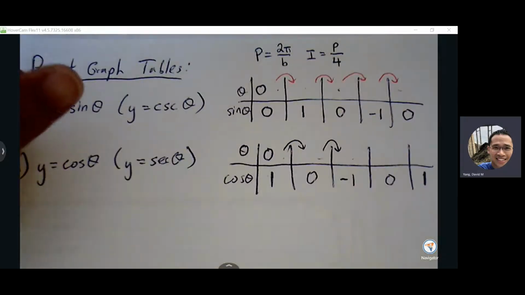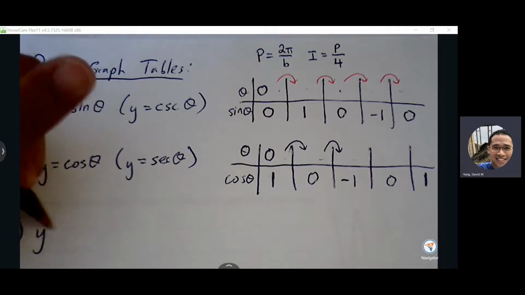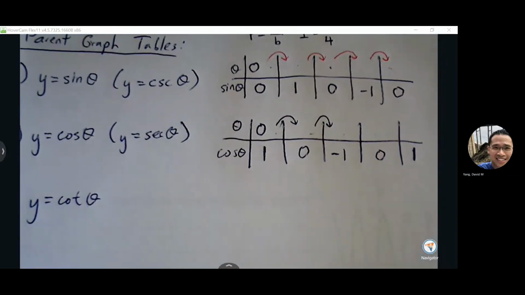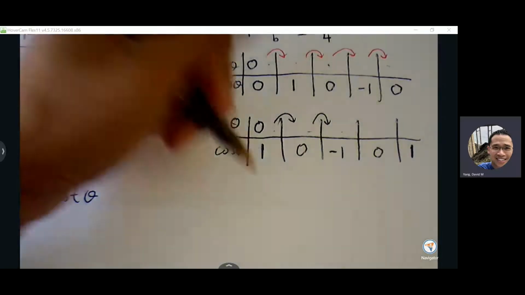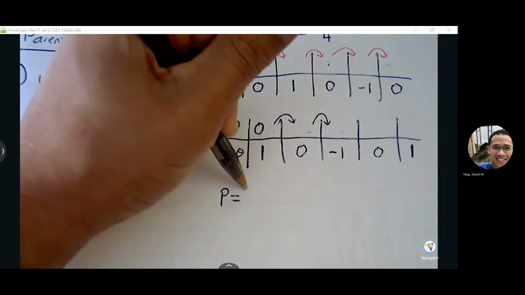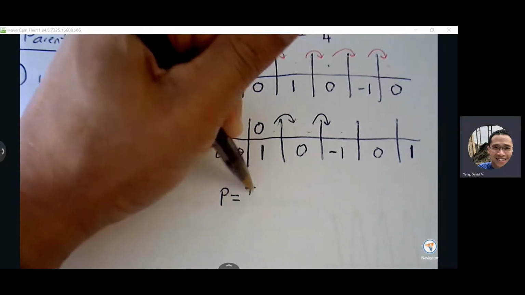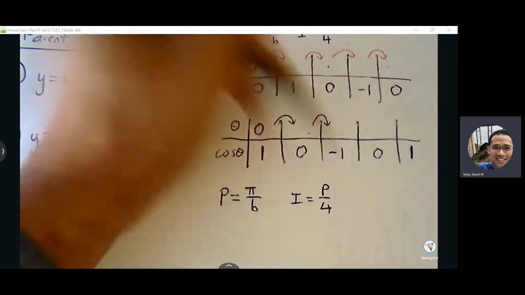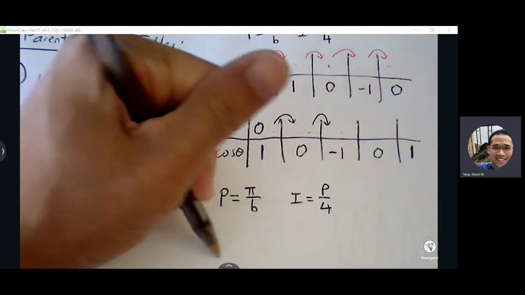Okay, so the third is cotangent. Now cotangent has a different period, right? Period is just what? Yeah, just pi over b, and your interval is period over 4.